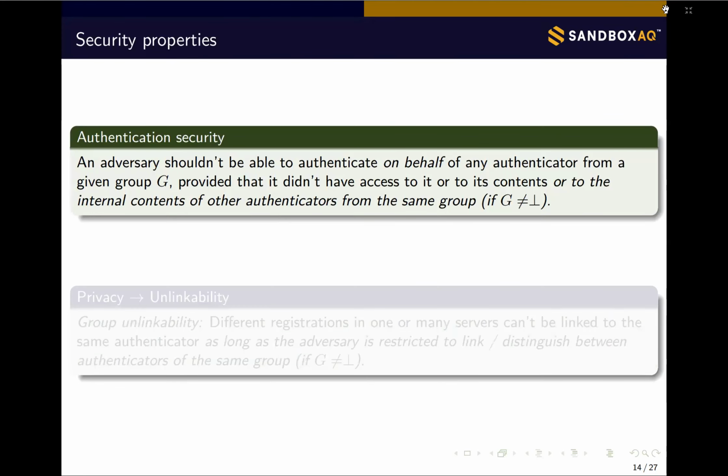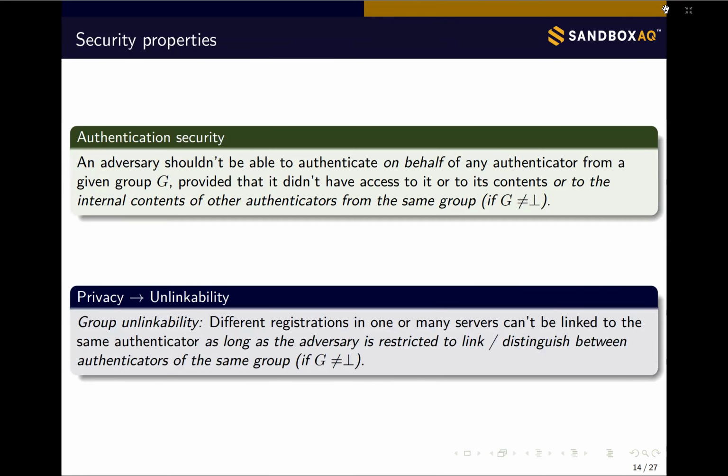And then these are the security properties that we define in our work. For authentication security, we say that the website should be able to authenticate on behalf of any authenticator from a given group, provided that it didn't have access, of course, to this authenticator or to the internal contents of it, and also it didn't have access to the internal contents of any authenticator of the same group.